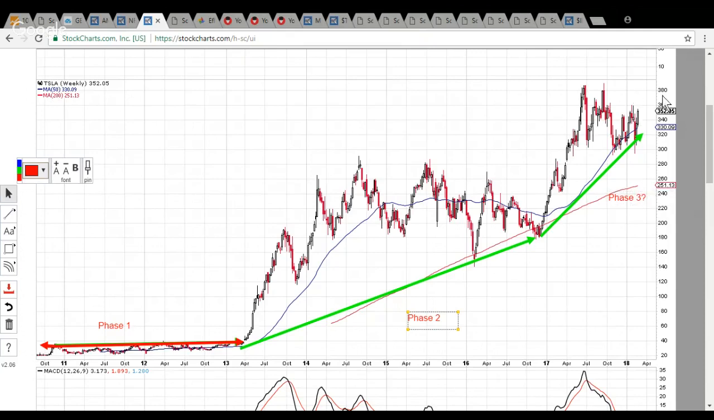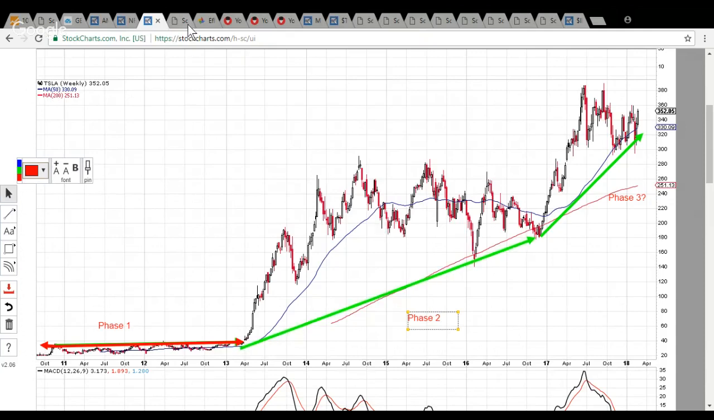And if price goes up from here, we could then call it a phase 3, particularly if it comes back and touches. If it goes down from here, the probability of holding this phase 2 is much greater. The longer you can stay in a phase, the more valid it becomes.